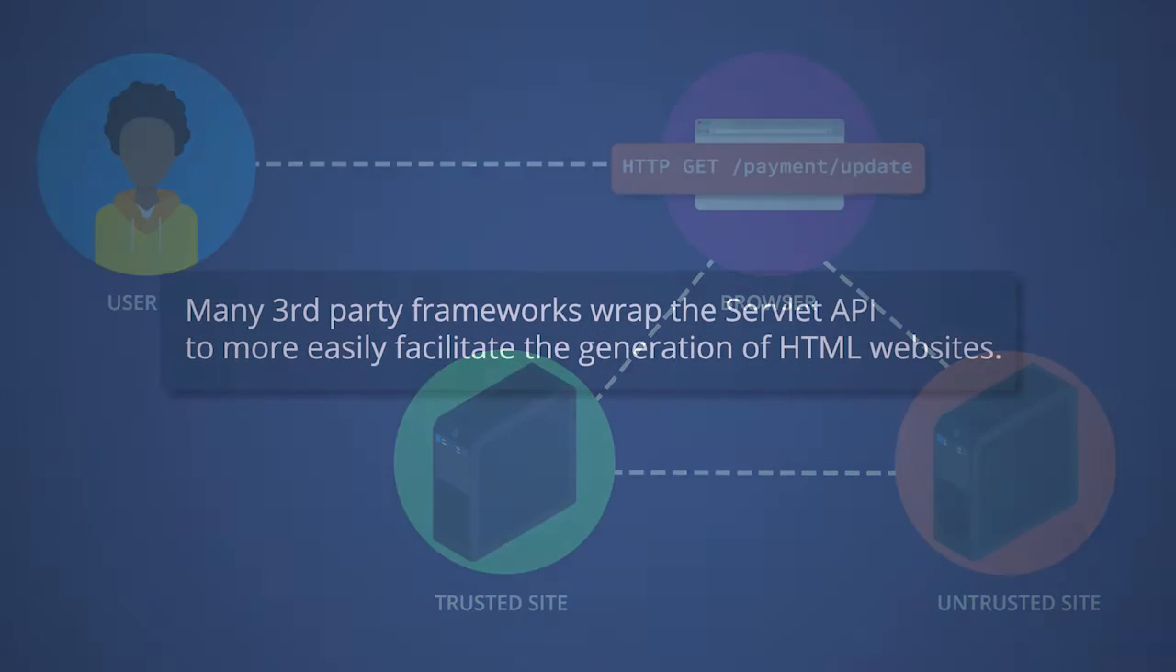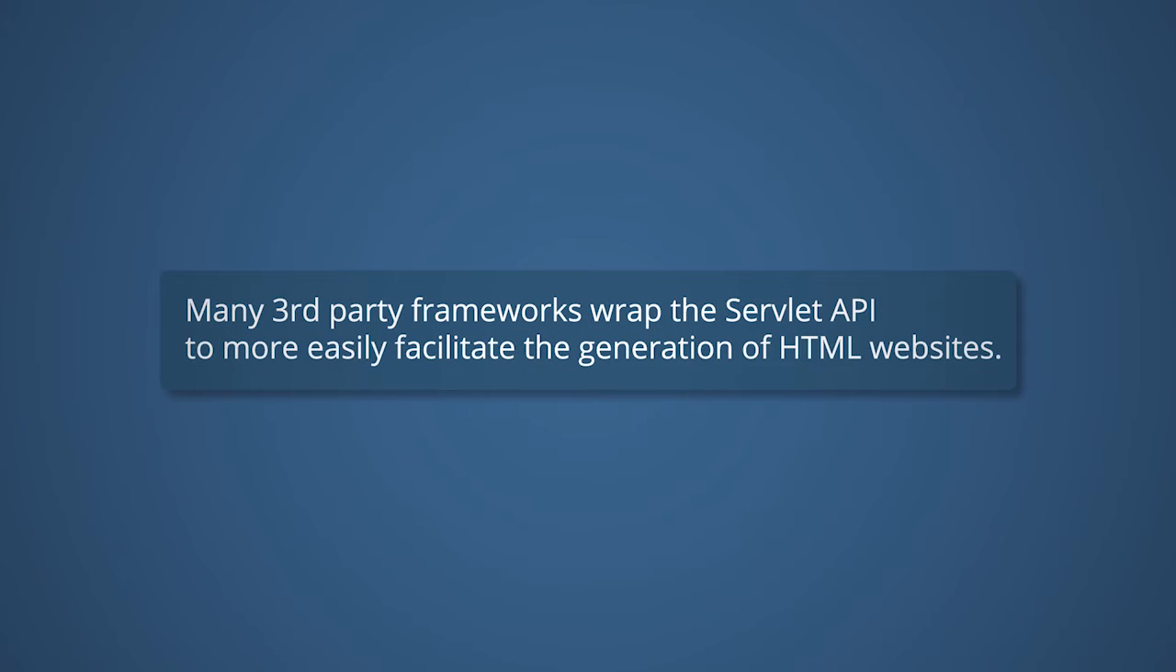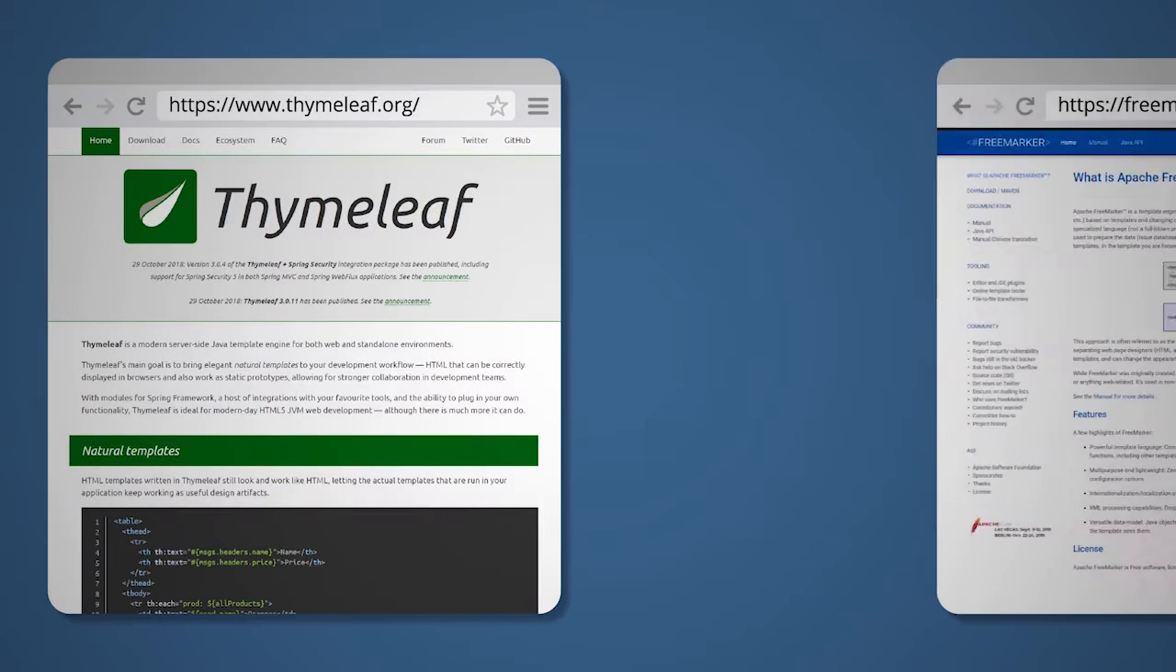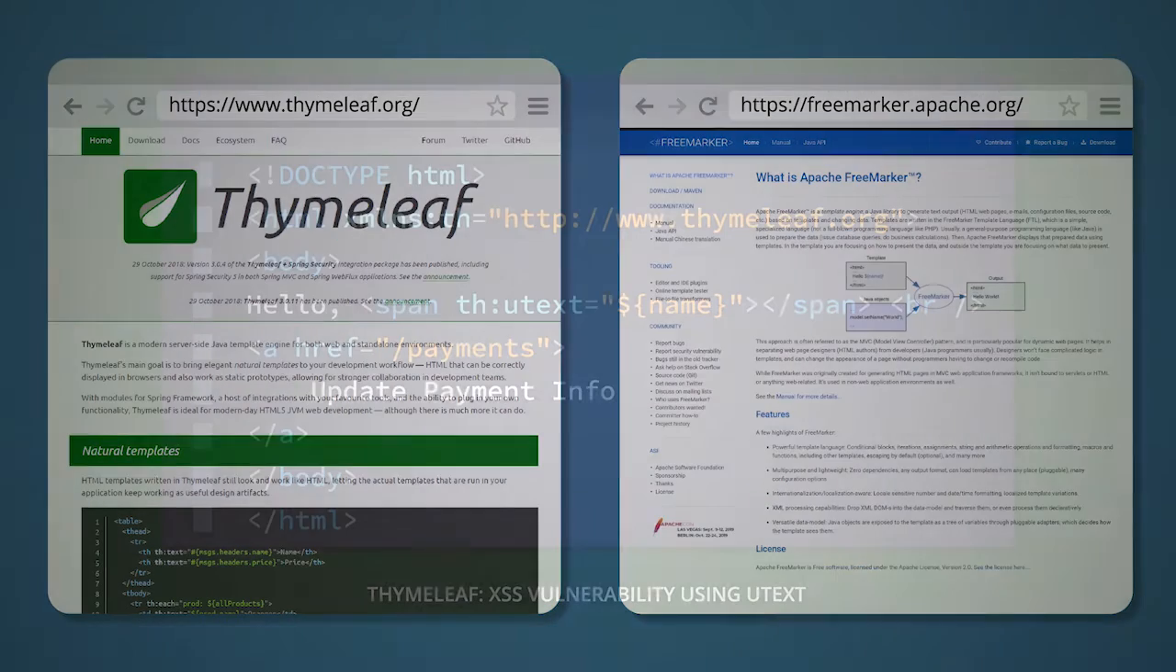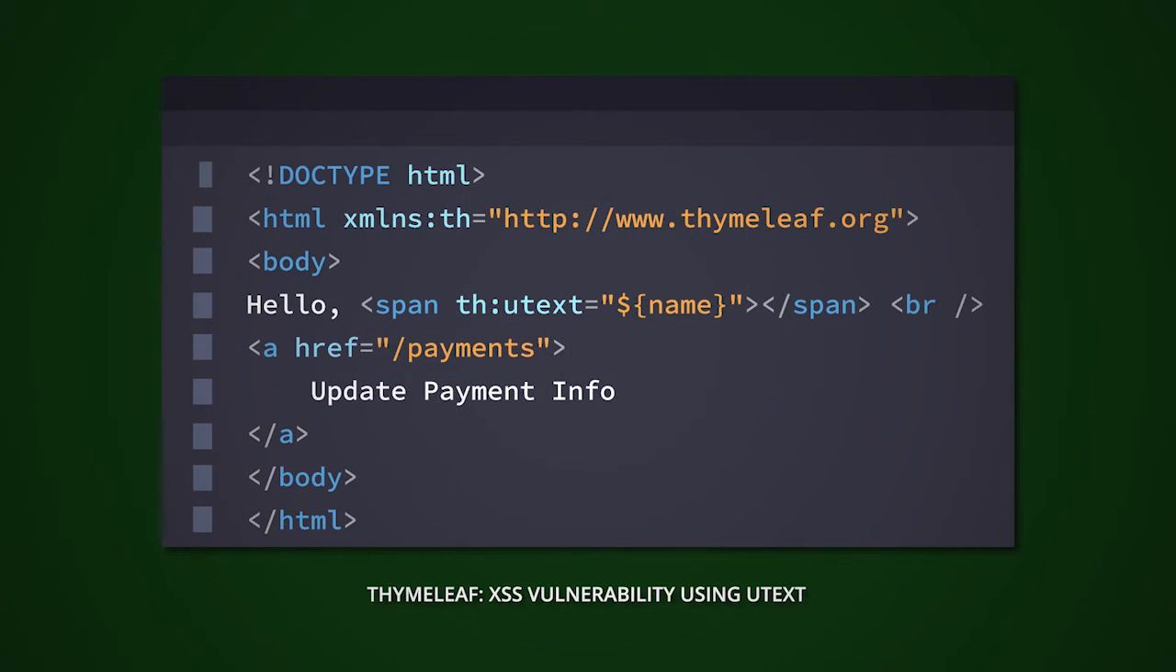phishing attack. Many third-party frameworks wrap the Servlet API to more easily facilitate the generation of HTML websites. Two of the more popular frameworks are Thymeleaf and FreeMarker. Both of these frameworks allow for the development of templates that, when used in conjunction with dynamic data, allow for the generation of HTML content. Let's start by looking at Thymeleaf.